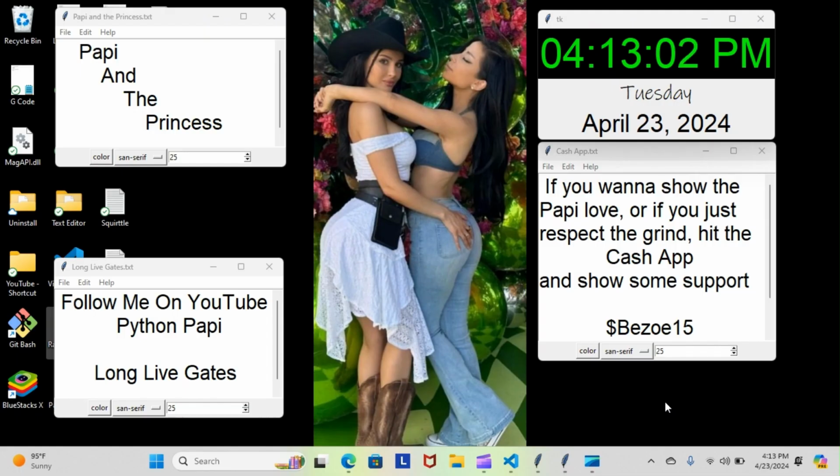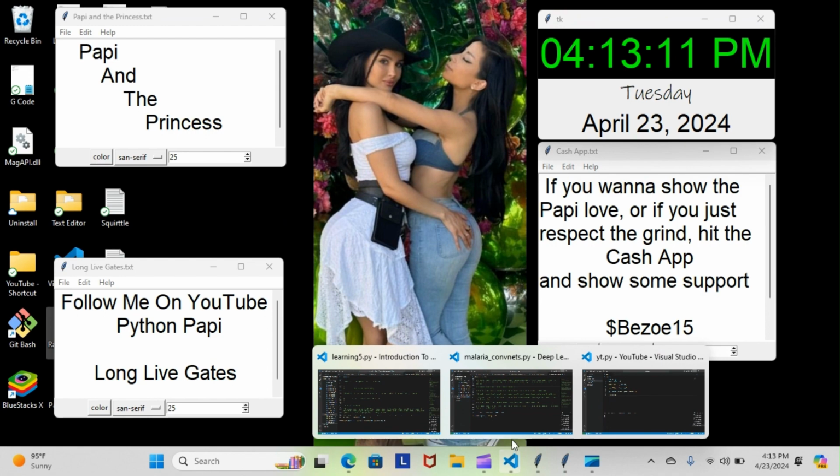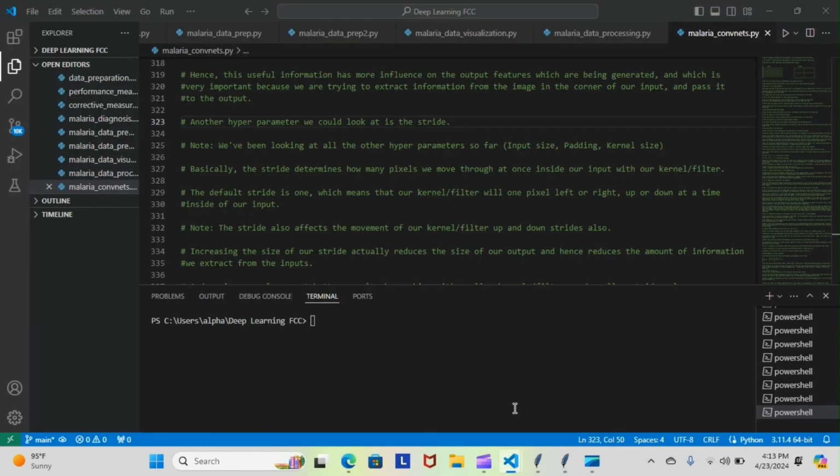All right, on today's episode of Python Papi, we're back inside our TensorFlow course, and we're still doing our malaria covnets module. Let's have a look at what we went over today. Yesterday, if you recall, the last thing we went over was padding, and today we're going to pick it up where we left off.